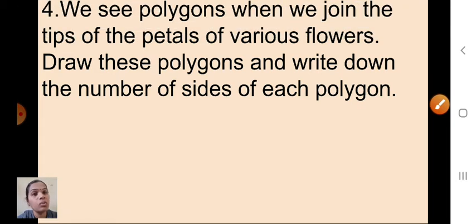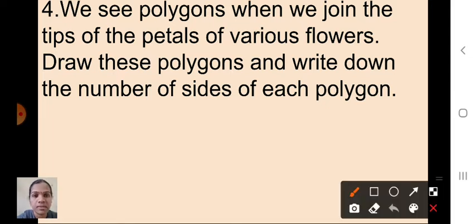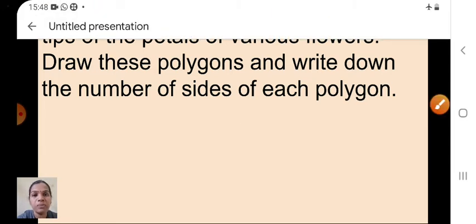The next one you have to do by yourself. We see polygons when we join the tips of the petals of various flowers. So collect 3 flowers from your surroundings and draw those polygons. For example, the hibiscus. How many petals are there in hibiscus? 5. So how do you draw this one? That is pentagonal in shape. Like this, you have to collect 3 flowers and draw the polygon. You have to do that by yourself. Understood children? Shall we go to the next one now?